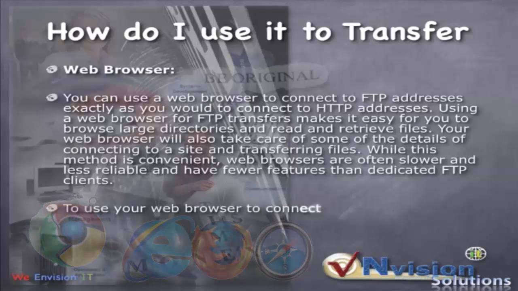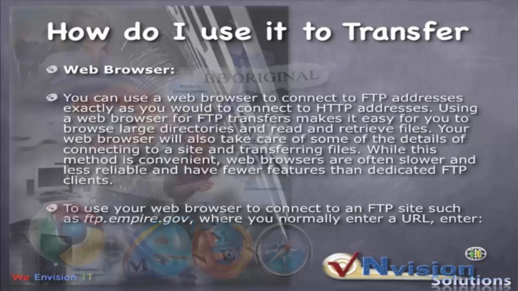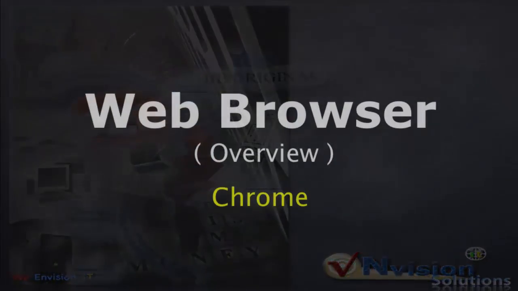If you use a web browser, let's say, to connect to FTP Empire.gov, where you normally will enter a URL, you enter the following: ftp://, then your username, then an @, and then the FTP host name, like here, ftp.empire.gov. Hit enter, and then if needed, you enter your password. That's how you can use the web browser for FTP transfers. So let's take a look at how we will use our browser for FTP transfers.